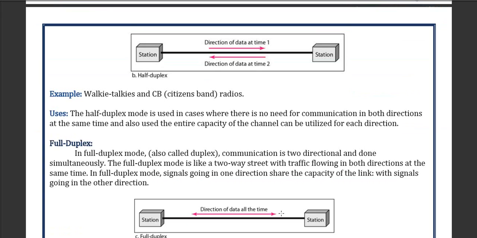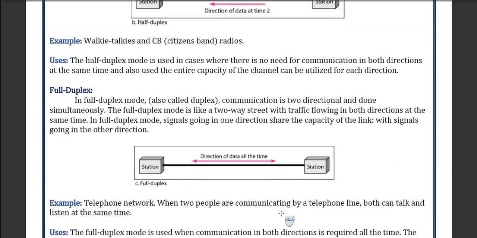Now the full duplex mode. In the full duplex mode, data can be bidirectional at the same time. As we can talk on our telephones nowadays, I and my partner can talk to each other at the same time, which is known as an example of full duplex.